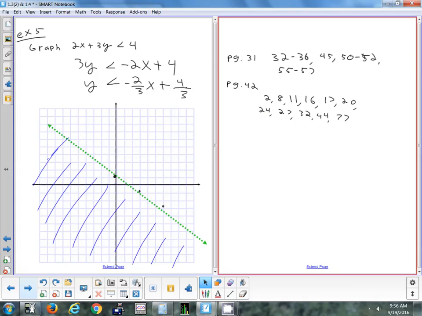Okay, so homework tonight on page 31. Okay, try 32 to 36, 45, 50 to 52, and 55 to 57. And then on 42, it just kind of skips around to a couple different problems. 2, 8, 11, 16, 17, 20, 24, 27, and 32, 34, 77.